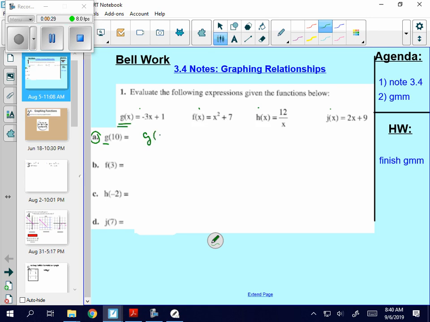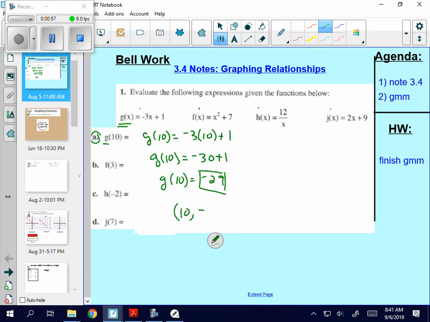So g of 10 is equal to, now we plug in our x as 10. So we have negative 3 times 10 plus 1. And just simplify. G of 10 is equal to negative 30 plus 1. G of 10 is equal to negative 29. That's the answer. Keep in mind, we have the ordered pair 10, negative 29. And we do the same thing for each one of these questions.